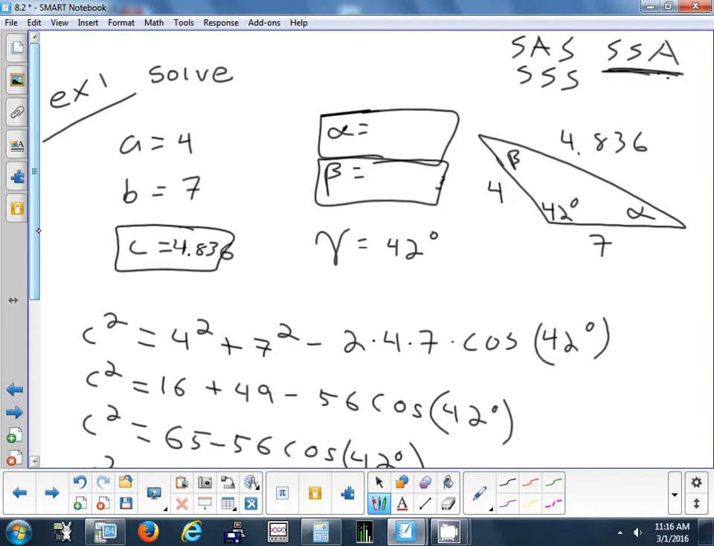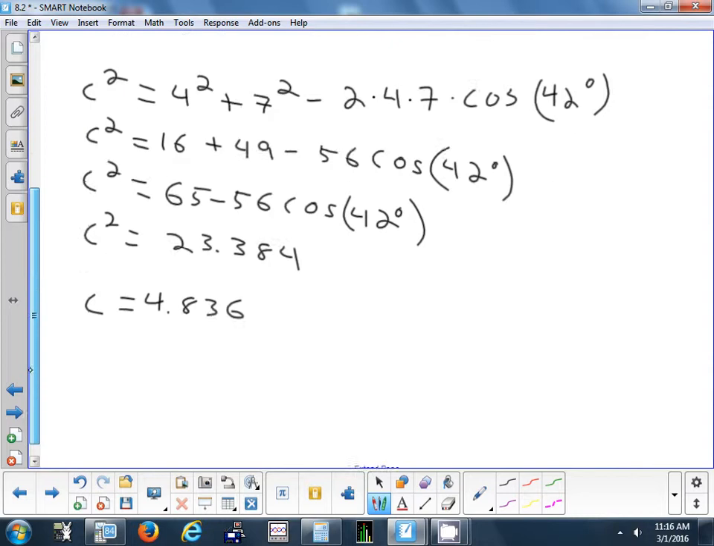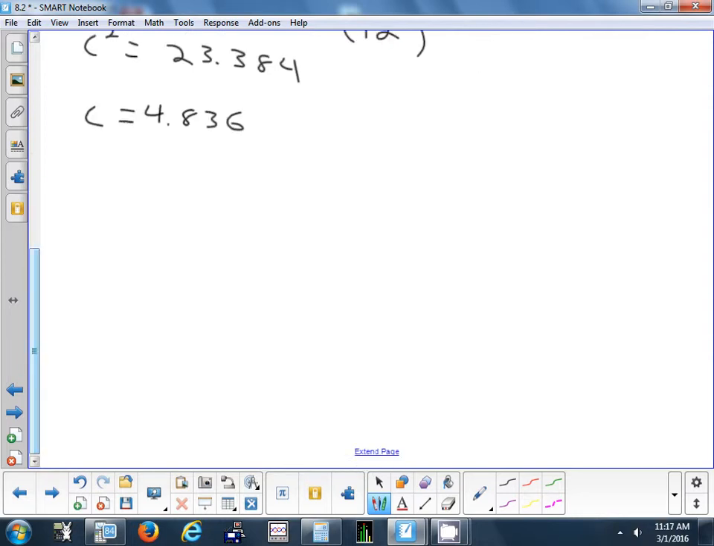All right, so let's find, let's do alpha. How does my law of cosines start out that has alpha?